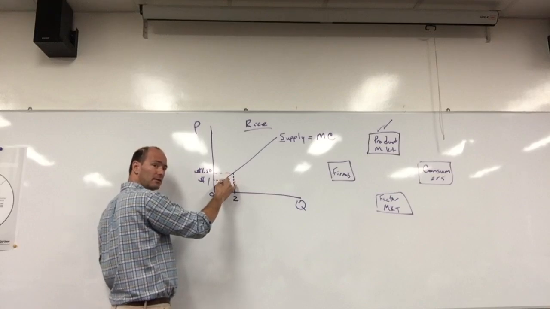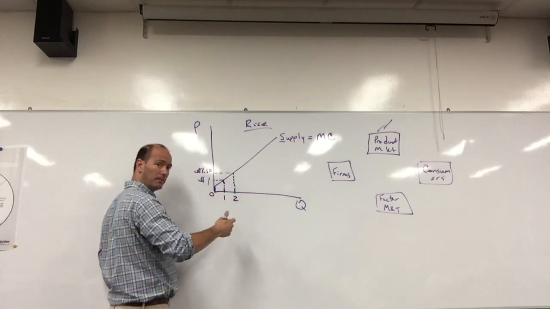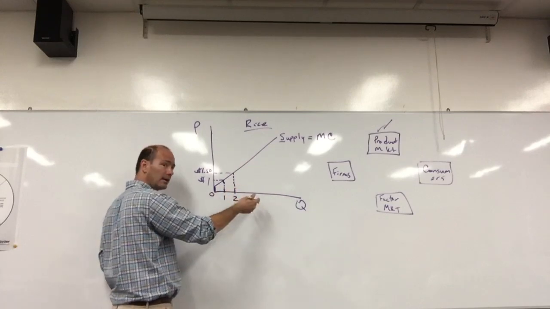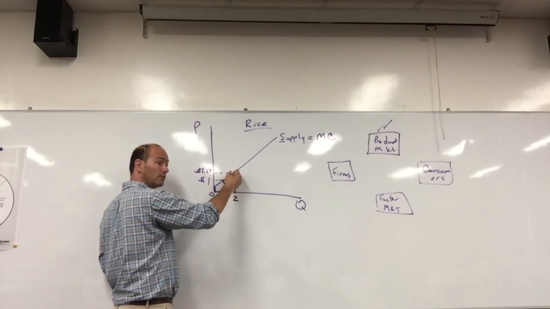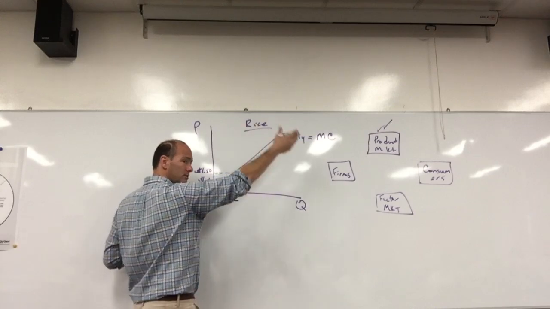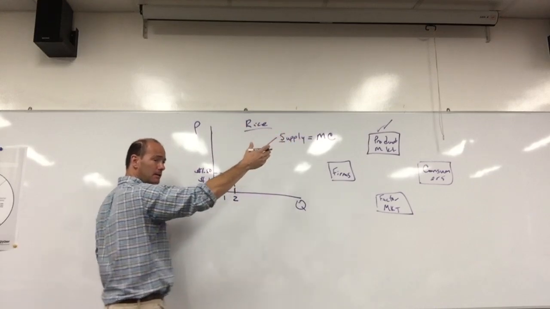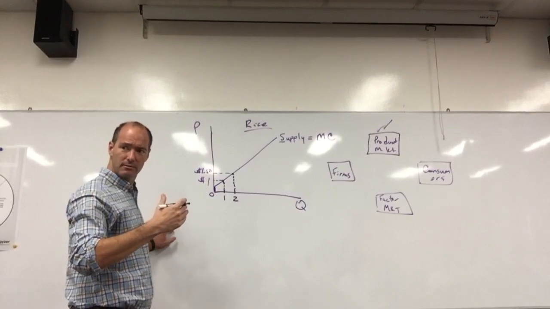That's what this tells us. Because he can produce it for $1, he'll sell it for $1 or more. For the second unit, the farmer would be willing to sell that good for $1.50 or more, and so forth and so on. Okay? So this takes us back to the law of increasing opportunity costs, right?